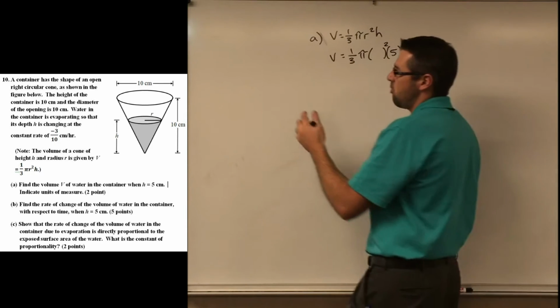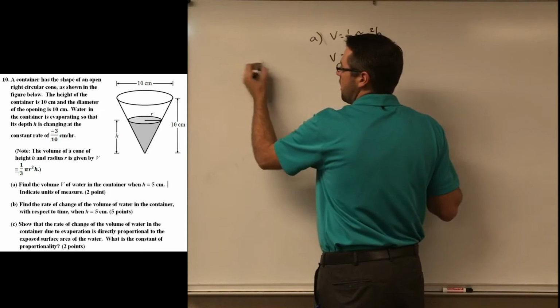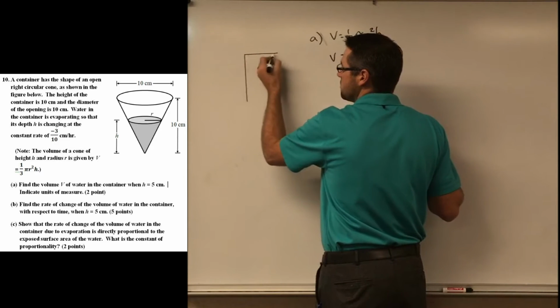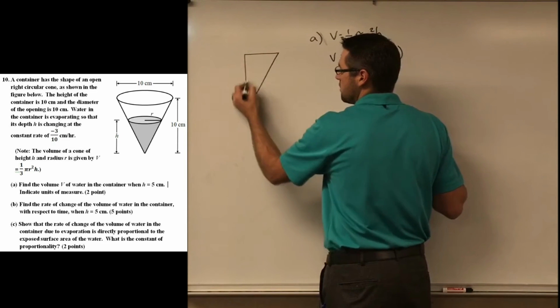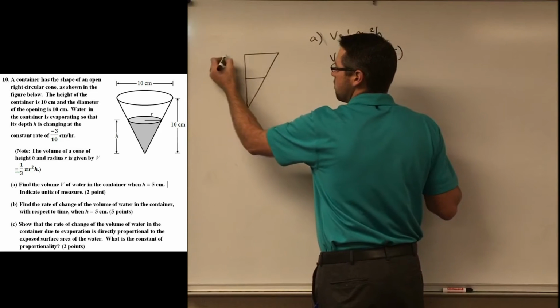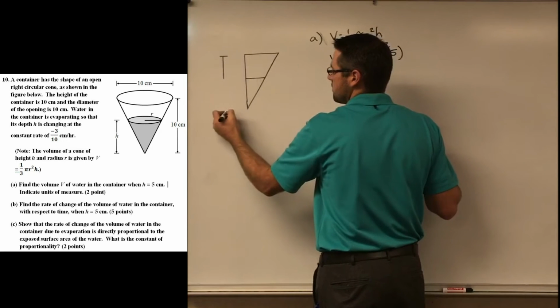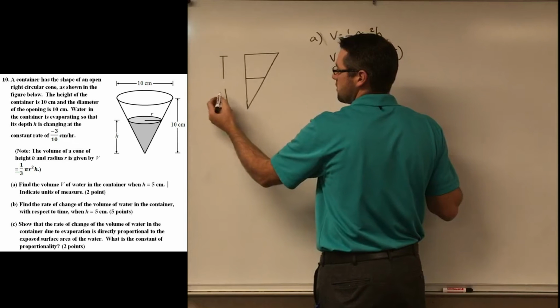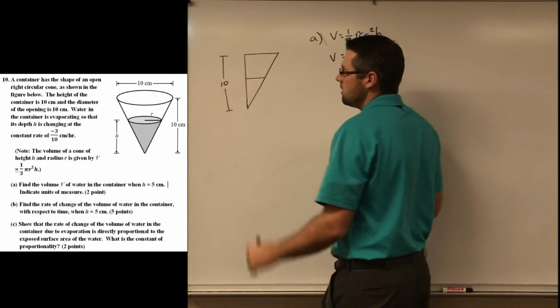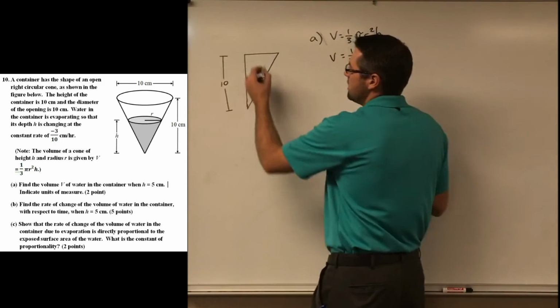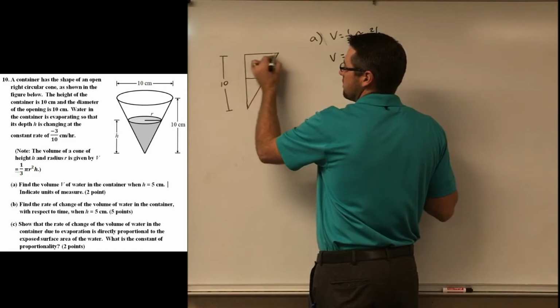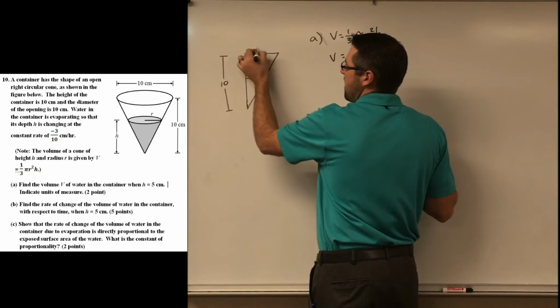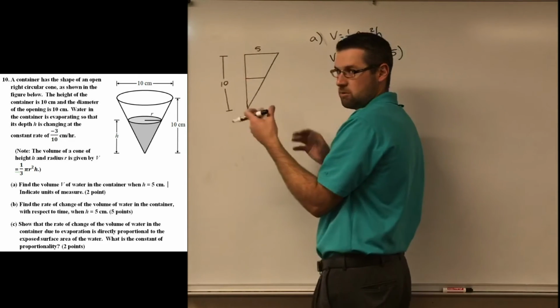Okay, so it's the proportional thing, right? So we could write this as a two-dimensional drawing. So this total length is what value? That's 10. That's the height of the cone. And then what's this length? That's 5 because that's the radius of the cone.